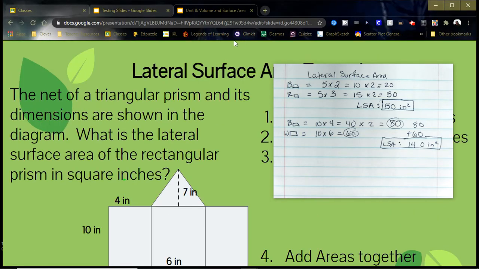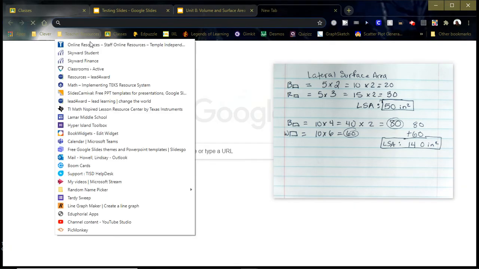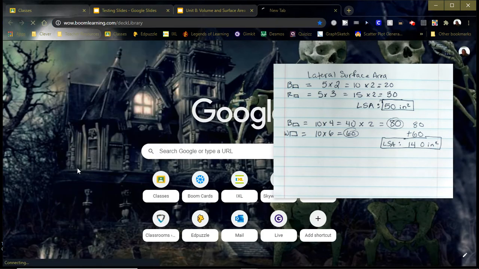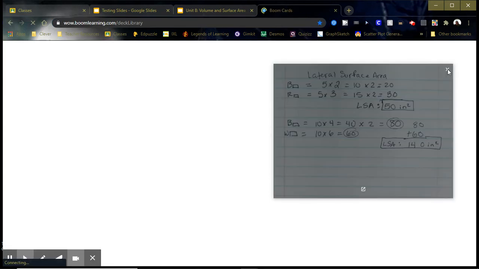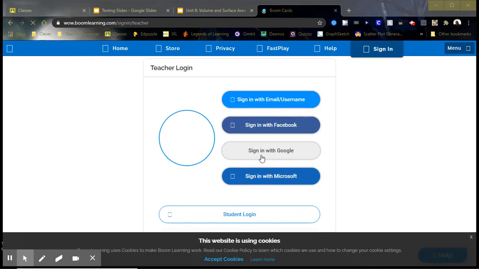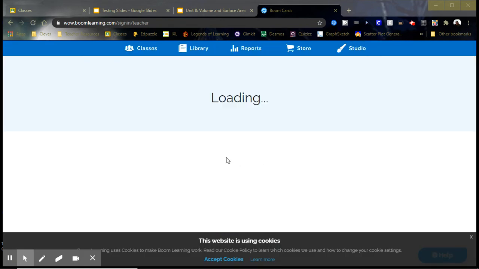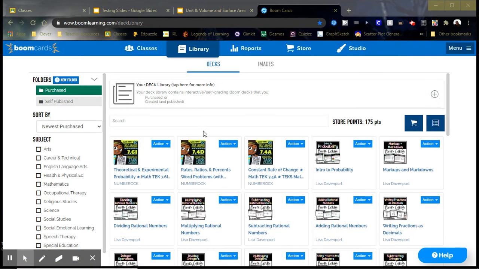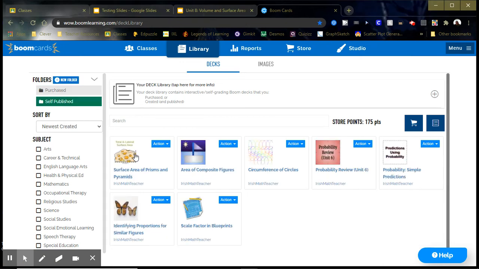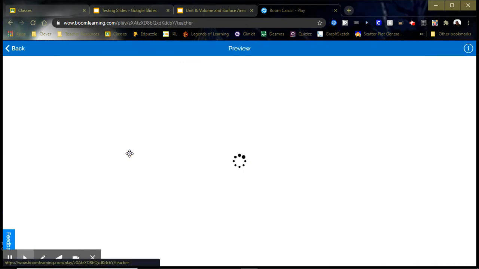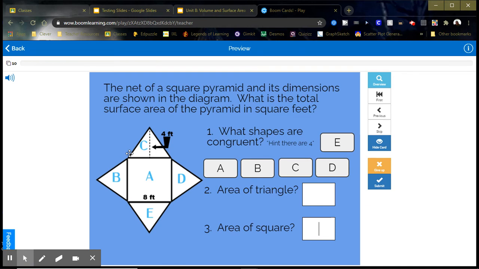Okay, send me questions. And today you are going to be doing Boom Cards. Let me pull that up for you. Okay, and the Boom Cards are going to be over total surface area and lateral surface area. So it's going to be this one. It says surface area of prisms and pyramids.